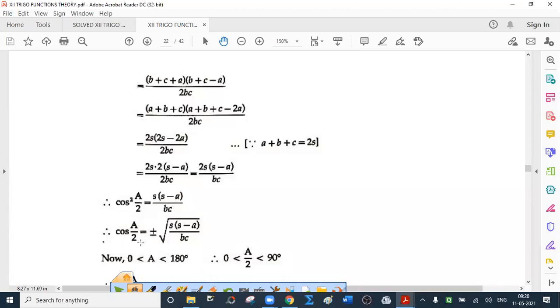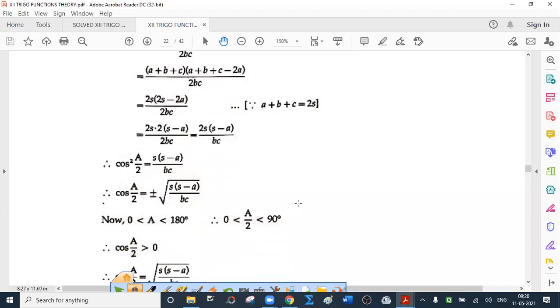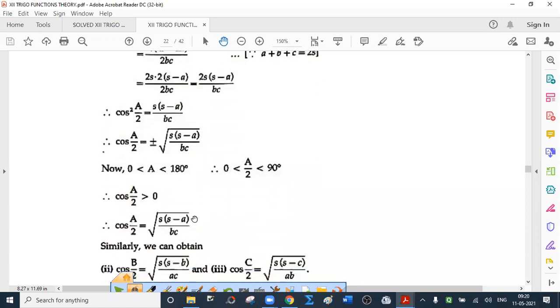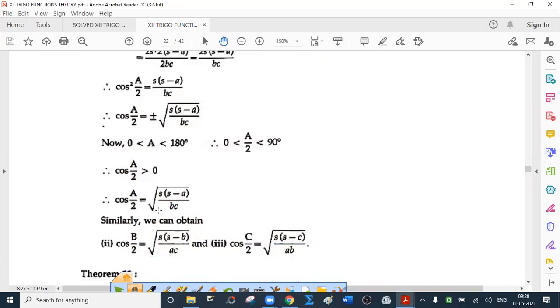So what is cos A by 2? It is plus minus root of S into S minus A upon BC. Now A is an angle of a triangle. So A lies between 0 and 180. So A by 2 has to lie between 0 and 90 degrees. That is the first quadrant. So the cosine ratio is positive. So what is cos A by 2? Root of S into S minus A upon BC. Similarly, by making cyclic changes or using analogy, what is cos B by 2? Root of S into S minus B upon AC, and cos C by 2, root of S into S minus C upon AB.